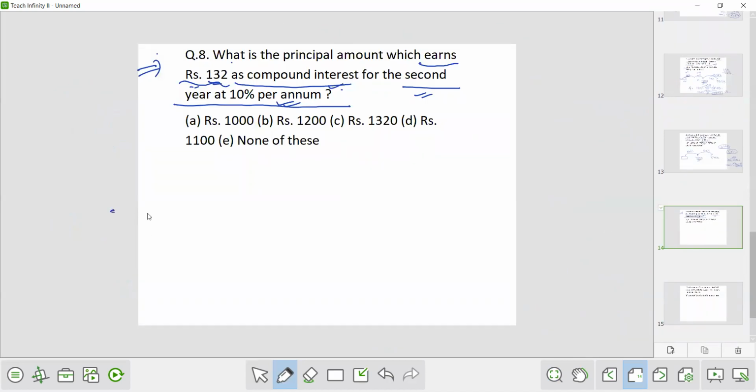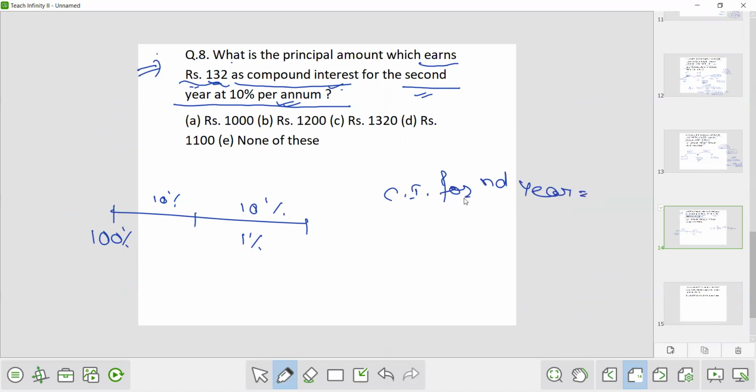132. Means if you are depositing 100 rupees, say let's say it's 100%. So here it's 10%, here it's 10%, and 10% of 10%, that is 1%. So the compound interest for the second year came out to be 11%. This is only for the second year, not for the 2 years, not for the entire period. So this 11% value is given as 132. Means 11% is equivalent to 132.